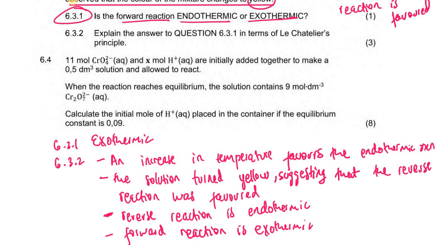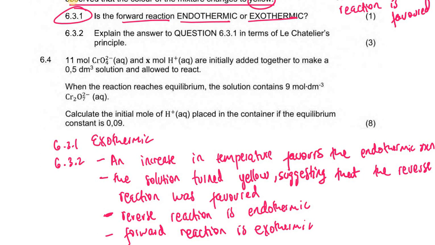This is how we always answer the ones about temperature. You must see from the diagram, the diagram must tell you that this reaction was favored. Then you must remember, if there is an increase of temperature, the endothermic is the one that is favored. If there is a decrease in temperature, the exothermic is the one that is favored. So I'm just going to match that description with the one that was favored in the reaction, and therefore you will be able to tell whether it's endothermic or exothermic.